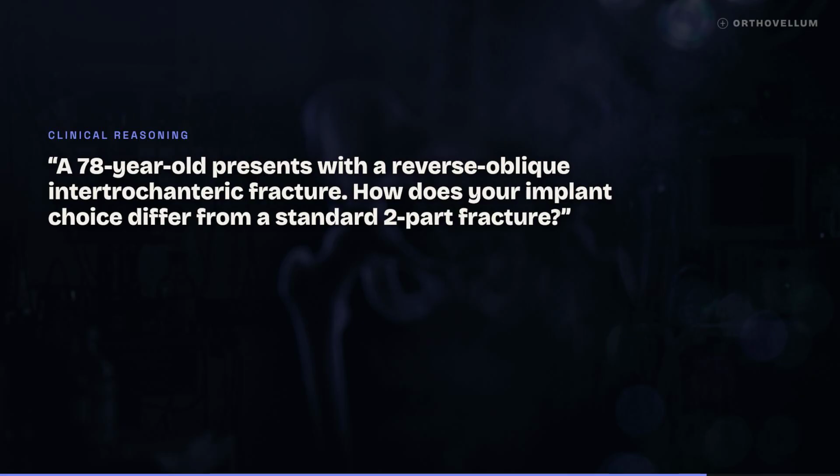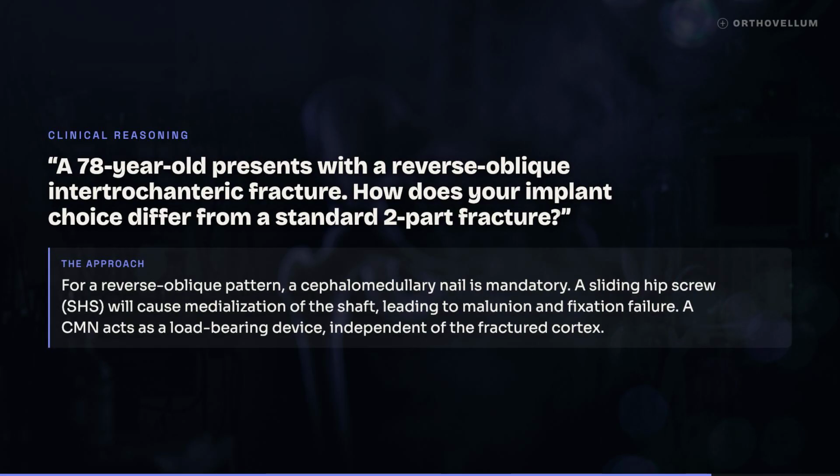Consider a 78-year-old patient presenting with a reverse oblique intertrochanteric fracture. Here, a cephalomedullary nail is absolutely mandatory, unlike a standard two-part fracture where a sliding hip screw would suffice. Using a sliding hip screw in this scenario would cause progressive medialization of the femoral shaft, whereas a nail acts as a load-bearing device independent of the fractured cortex.